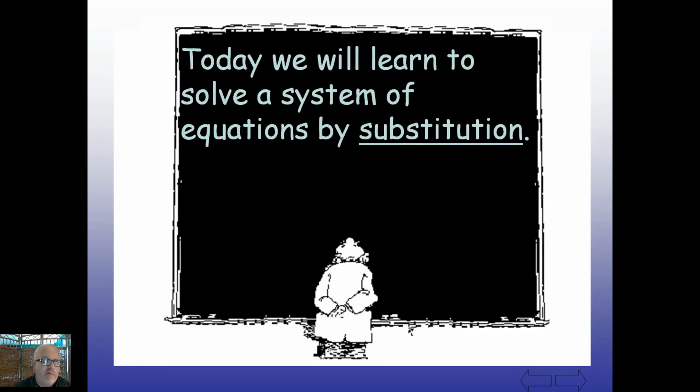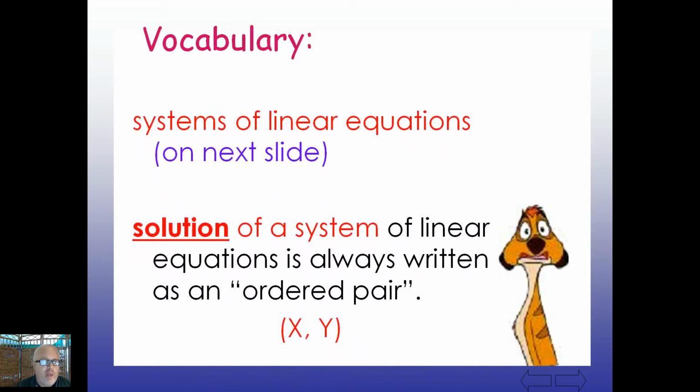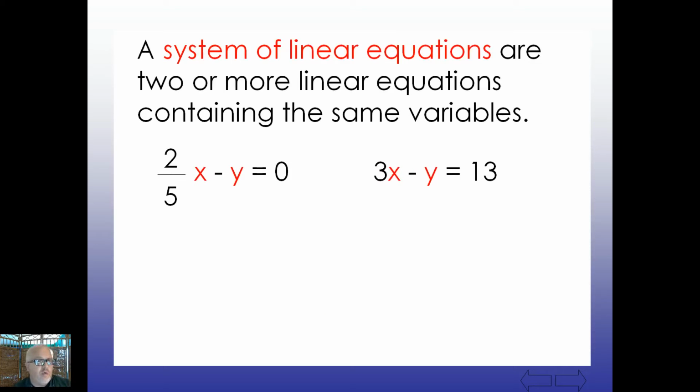Okay, today we will learn to solve a system of equations by substitution. Our vocabulary here: systems of linear equations and a solution of a system. Remember that a solution of a system is always going to be this x comma y ordered pair, alphabetical order. Systems of linear equations are two or more linear equations containing the same variables, in this case x and y. So here is one linear equation and here's another. Our job is to find an x and a y that satisfies both of these equations simultaneously.